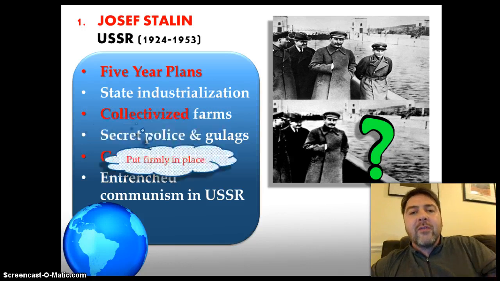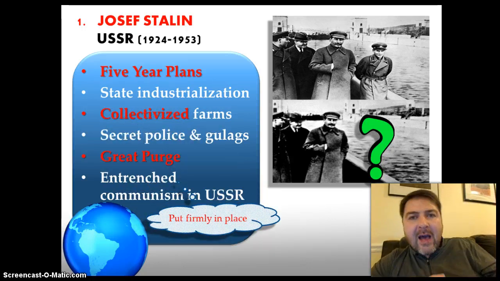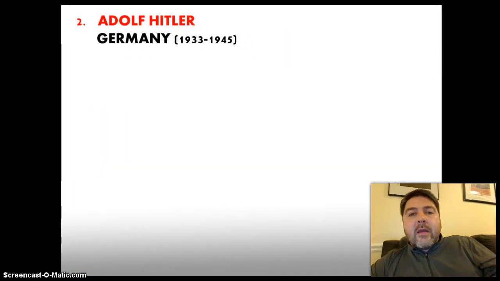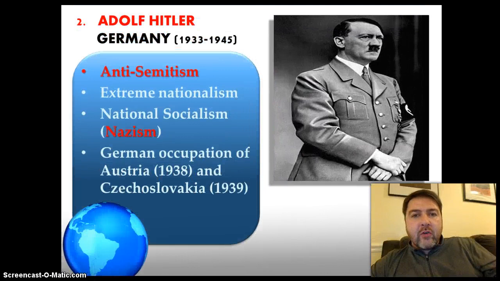Okay, as a result of Stalin's policies, communism is firmly entrenched. Okay, meaning it was firmly put in place in the Soviet Union. There really was no questioning communism as a result of Stalin's rule. Okay, we'll move on to Adolf Hitler in Germany.